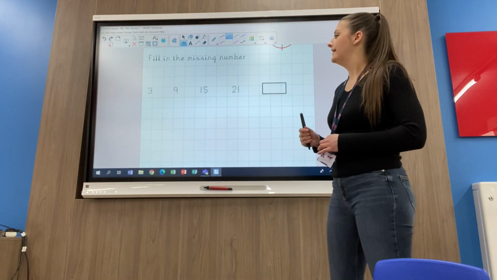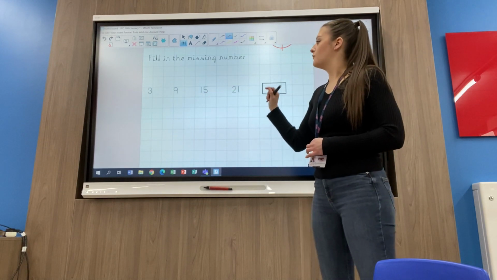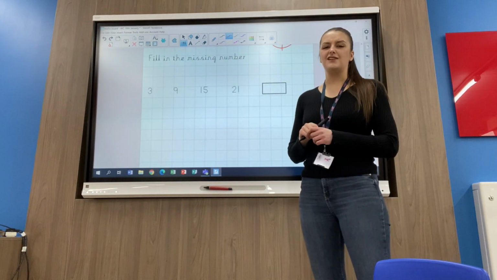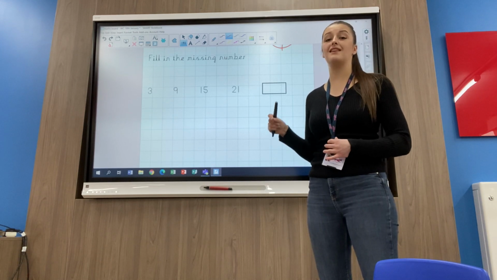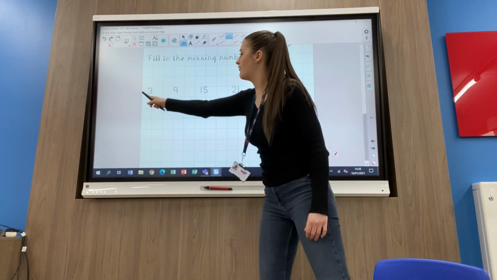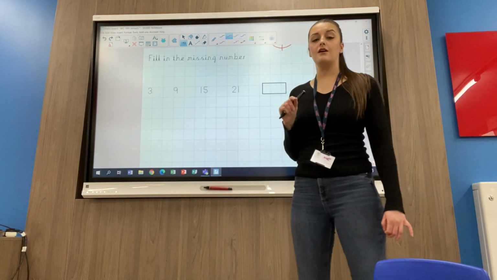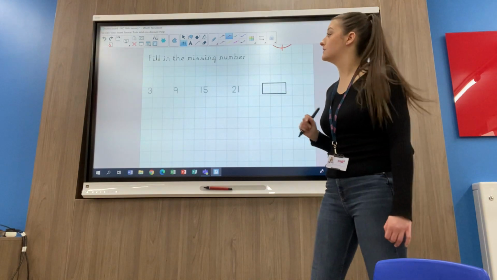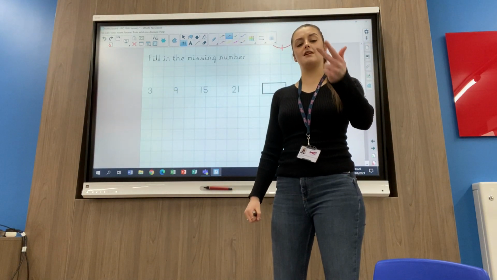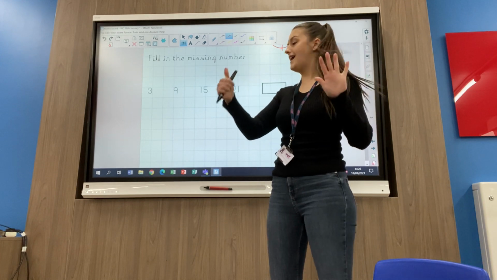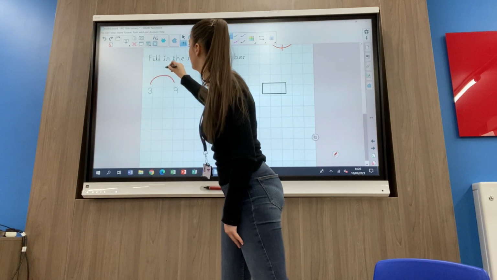Right, one last question you've got in that section is asking you to fill in the missing number. Now I've had a look at these numbers. I know that these numbers are in my 3 times table, but they're missing some numbers, so it's not going up in 3s, because it'd go 3, 6, 9, okay? So we need to work out what jumps our sequence is going up in. So 3, 4, 5, 6, 7, 8, 9. I've counted on, I've added 6, so it's going in jumps of 6.